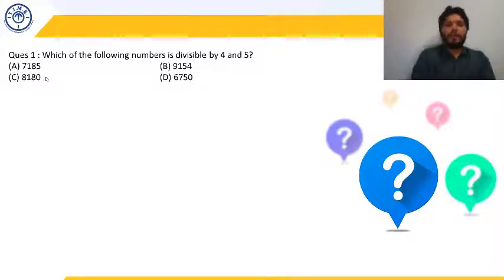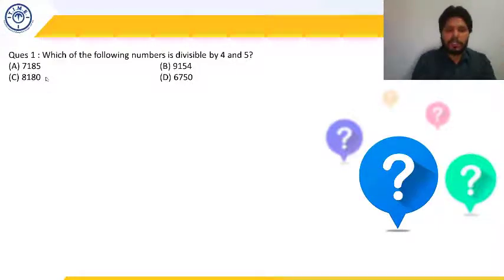Now we will check for divisibility of 4. So what is the divisibility of 4? 4 is 2 to the power 2. So last 2 digits should be divisible by 4. So we have to check only 3 options now. Option A, option C and option D. So in case of option A, is 85 divisible by 4? No. Because last 2 digits are not divisible by 4. So 7185 or option A is also not divisible by 4. Though it is divisible by 5, but it is not divisible by 4. So this option is also eliminated.